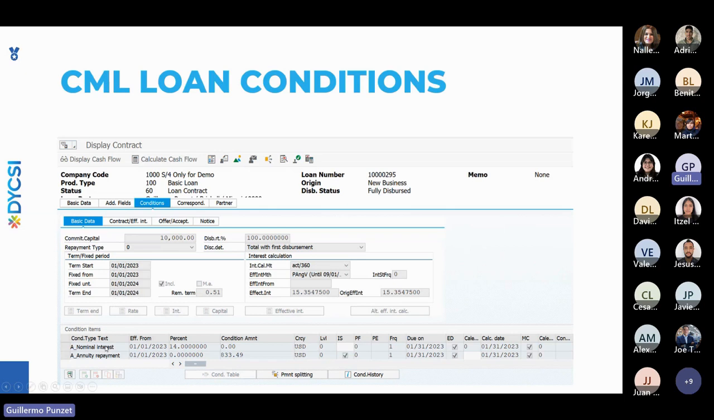And we have, in this specific case, two loan conditions, a condition for nominal interest and a condition for principal repayment, okay? So here we have the rate, the total payment amount, and the frequency. This is a monthly frequency. And with this information, the system, CML, will be able to calculate a cash flow.